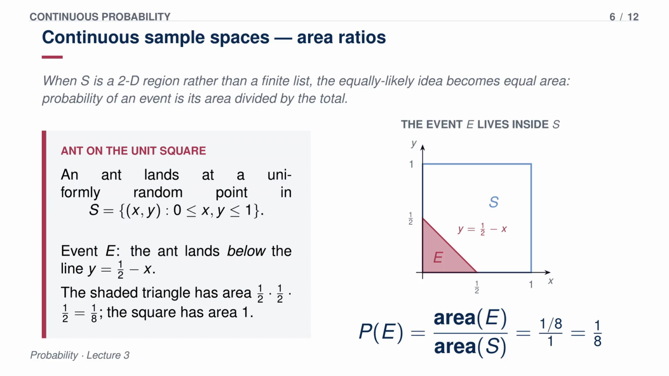You transition from counting discrete things to measuring space. When the sample space is a two-dimensional region instead of a finite list, the equally likely concept translates to equal area. So the probability of an event becomes the area of the event divided by the total area of the sample space. Let's visualize that. Imagine throwing a single dart at a square target on the wall.